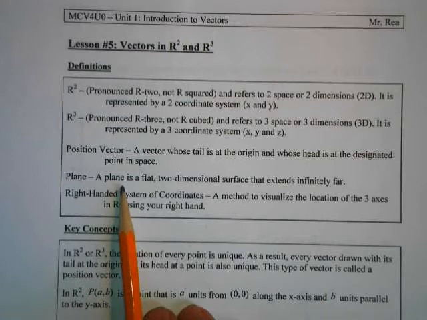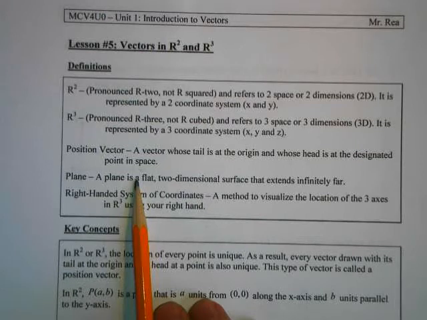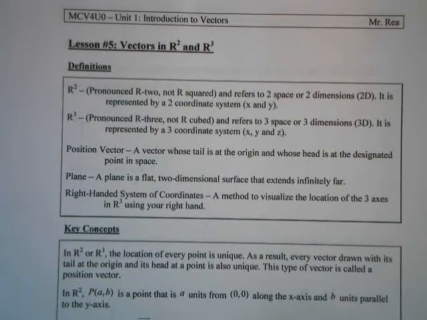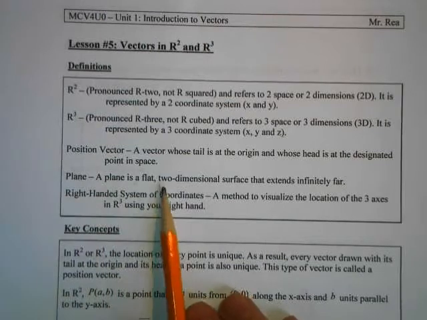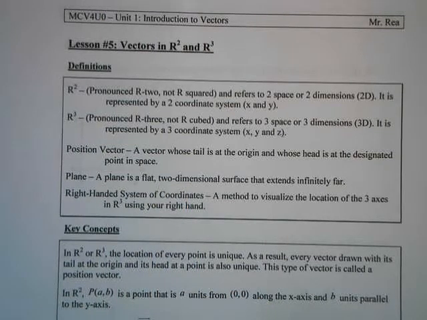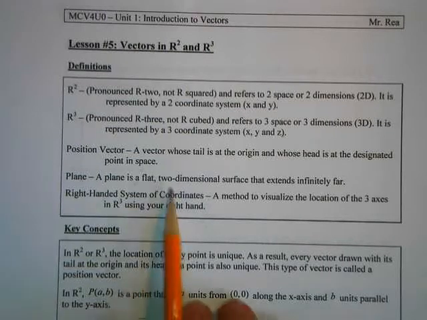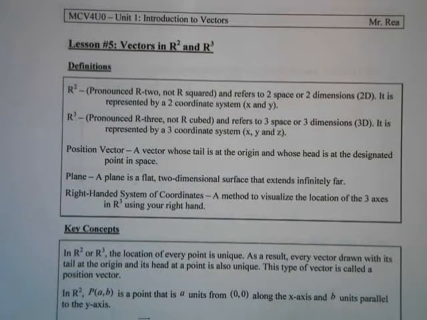And a plane. Planes don't really exist in R2 because the whole R2 is one plane, like the piece of paper you're writing on. But once you extend into R3, you create an infinite number of planes. And a plane is a flat 2-dimensional surface that extends infinitely far. For example, I could pick up a piece of cardboard and just rotate it in space, and imagine that that cardboard extends infinitely in all directions. So you basically have a flat 2-dimensional surface, and we call that a plane.